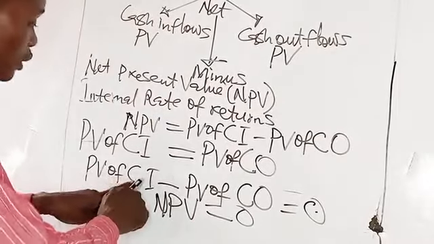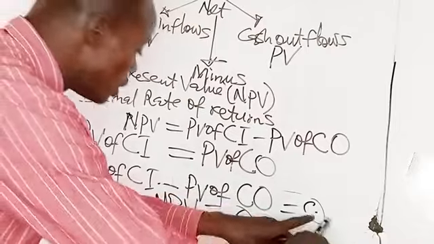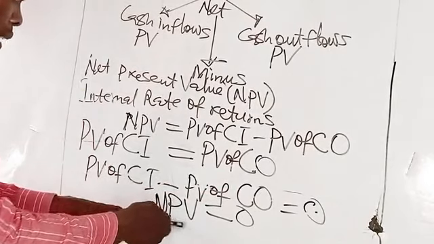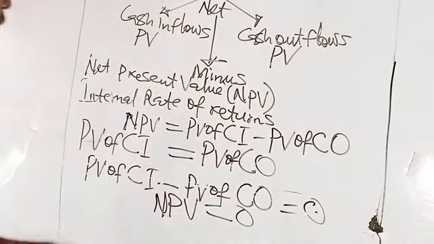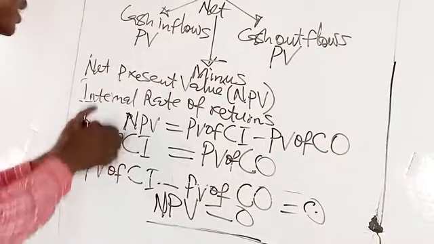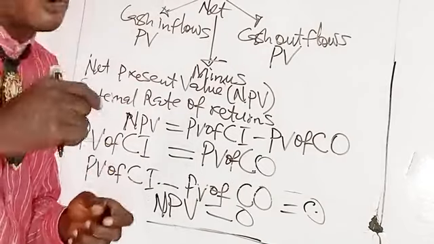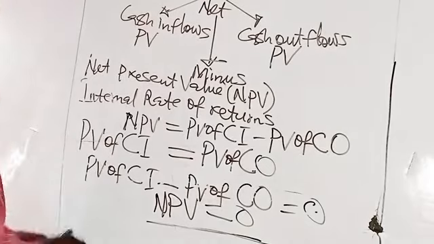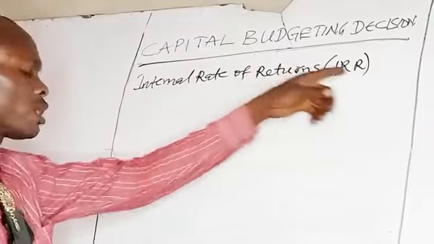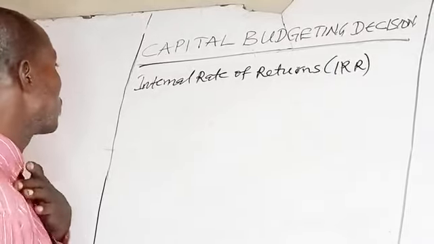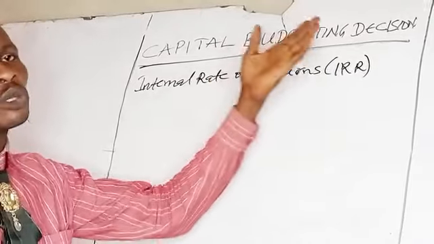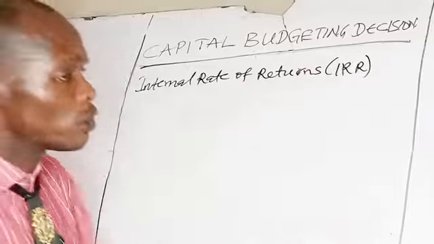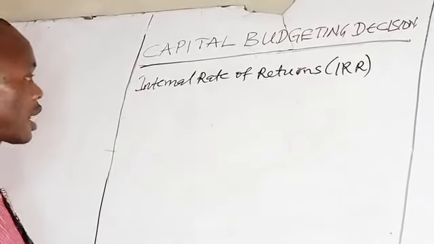Remember, PV of cash inflows minus PV of cash outflows equals zero. And PV of cash inflows minus PV of cash outflows is equal to the net present value. That means the net present value equals zero. Therefore, the rate of return that equates the net present value to zero is said to be the internal rate of return. Internal rate of return, IRR, is the rate of return that equates the net present value to zero, or the rate of return that equates the present value of cash inflows to the present value of the cash outflows.